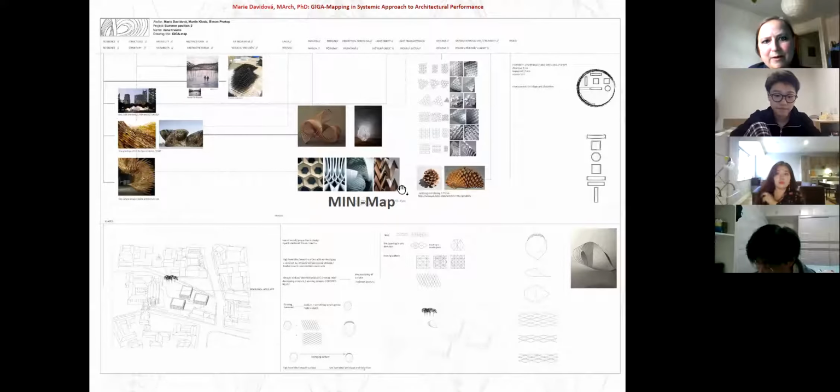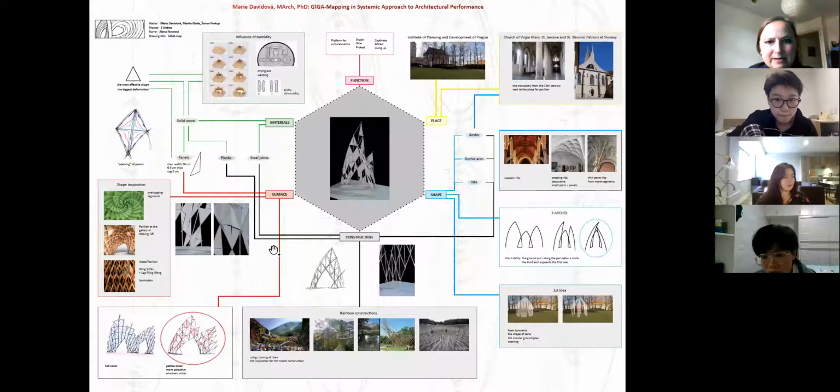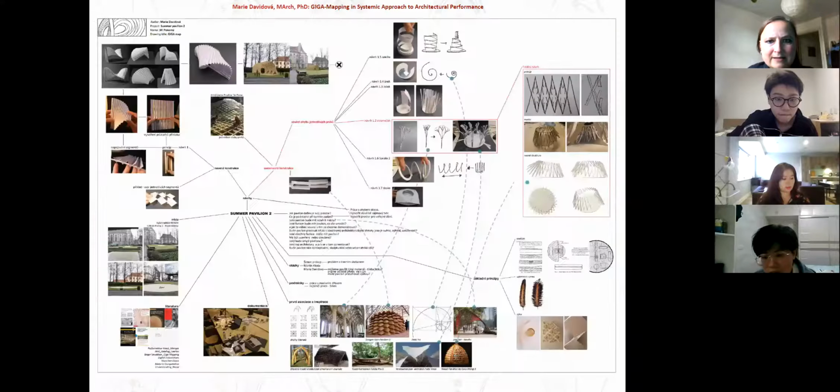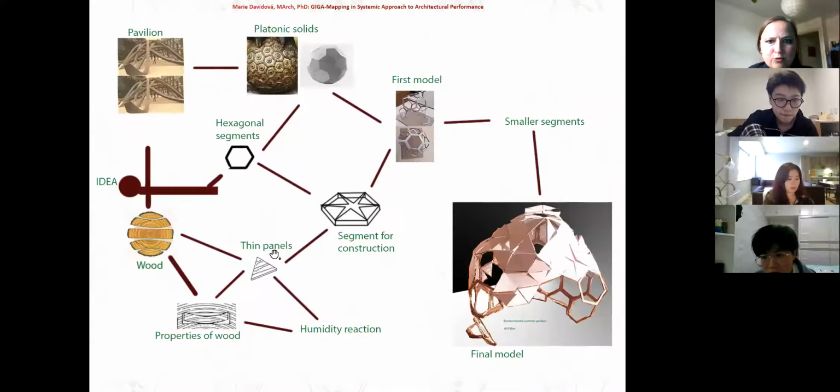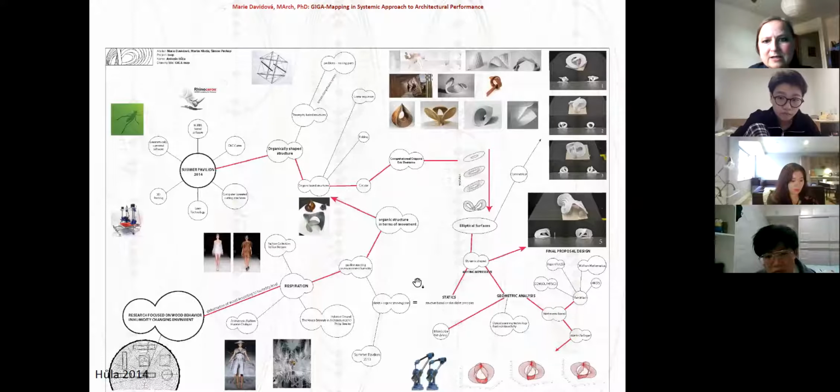This is how the mini maps look when each of the students had to map their own proposal. In that case, it was a proposal for the pavilion, and they were mapping their interests. What would they like to investigate? So these are different examples of their mapping. Again, a 1 week task where they mapped what they would like to do, and that was a competition. And this is actually the project that won the competition.